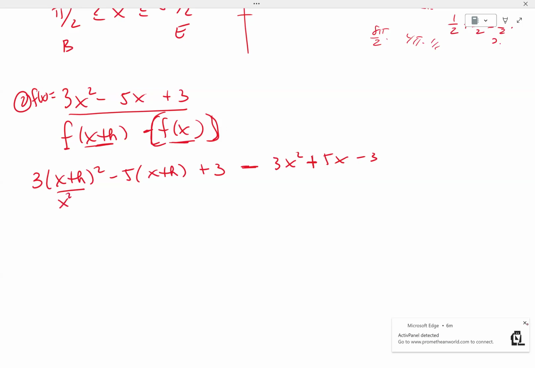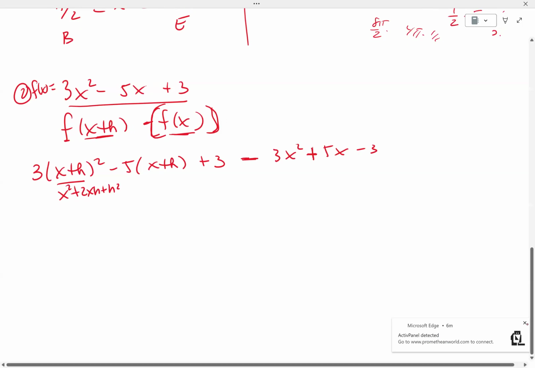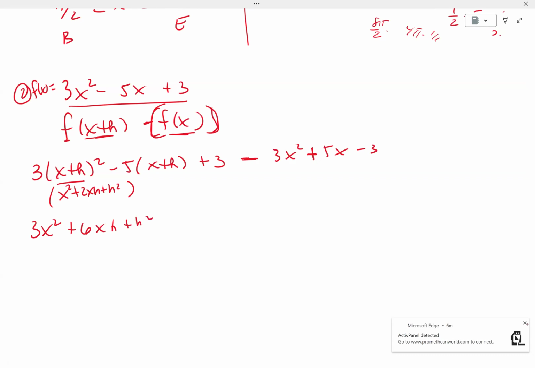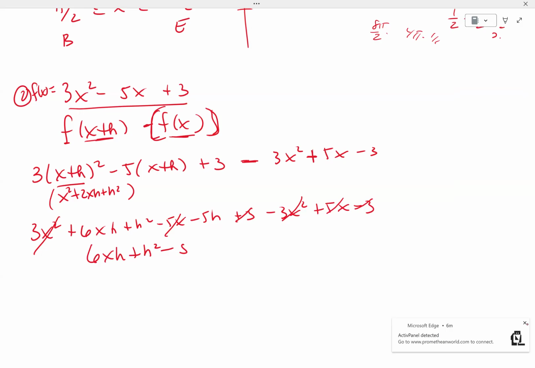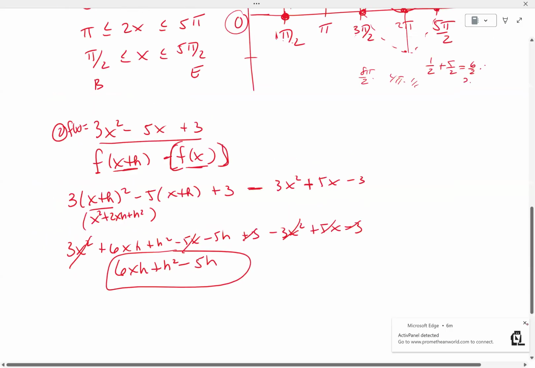And this FOILed out is x squared plus 2xh plus h squared. The thing I distribute the 3 through that, right? And then distribute the minus 5. And then now the x squareds will add to 0. The x's add to 0 and the 3's. And this is what I'm left with. Just that. Everything without an h did add to 0.